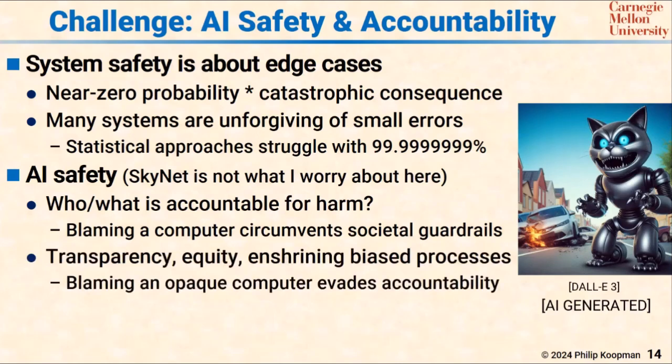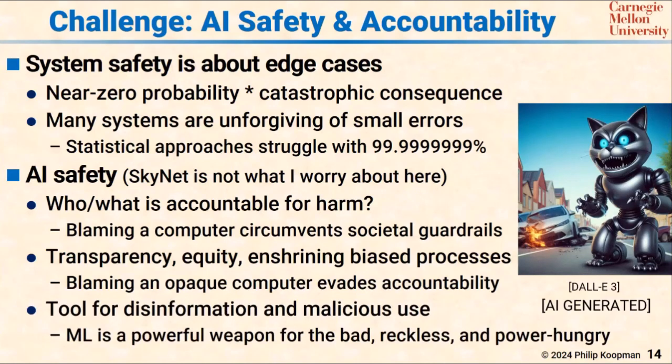There's transparency equity issues. You can blame an opaque computer for evading accountability. If a computer has what a person would call biased behavior, that it discriminates against certain classes of people or puts some people at risk, you can say, well, it's the computer's fault. I have no idea how it was built. And it's another way of shirking accountability. And the last one is it's a terrible tool for disinformation and malicious use. We're going to see so much of this for bad, reckless, and power-hungry purposes.